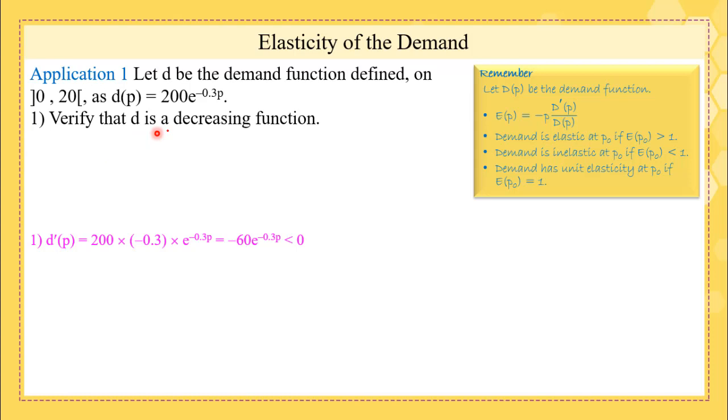Solution. In this part, we need to verify that D is a decreasing function. That means we want to show that the derivative of D of P is negative. So let us calculate the derivative of D of P. D prime of P equals 100 times the derivative of minus 0.3P, which is minus 0.3, times e power minus 0.3P. So we get D prime of P equals minus 30 e power minus 0.3P. E power minus 0.3P is strictly greater than 0, and minus 30 is strictly less than 0. Thus, D prime of P is strictly less than 0. Then D is a decreasing function.